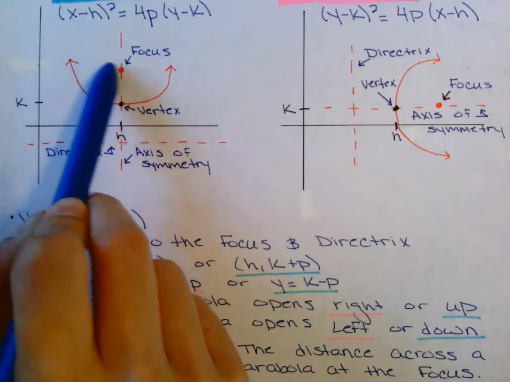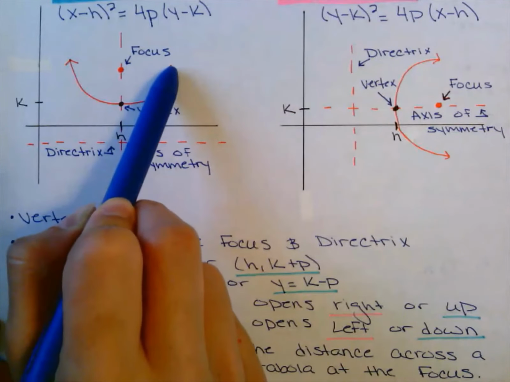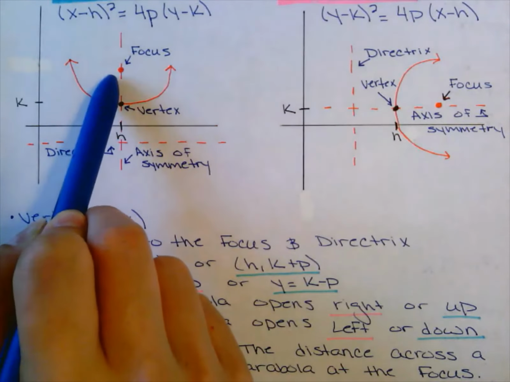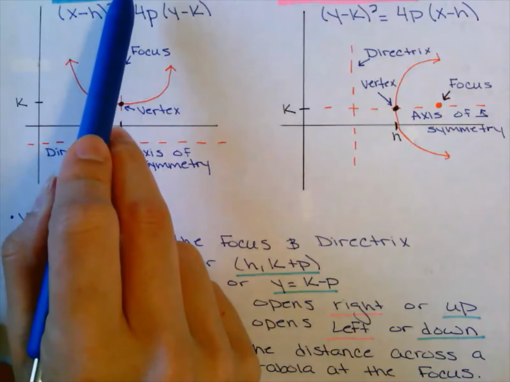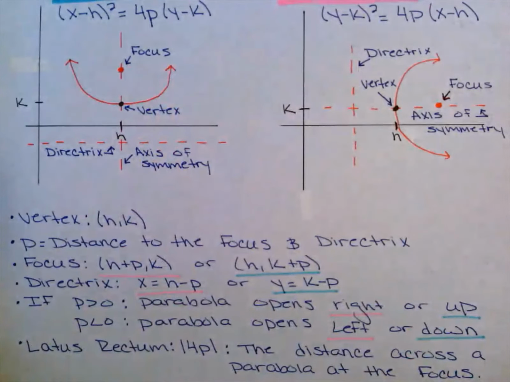Now, the latus rectum is important because that satellite dish has a specific width with respect to the location of the antenna, so that when it gets the signal, it can perfectly bounce off.